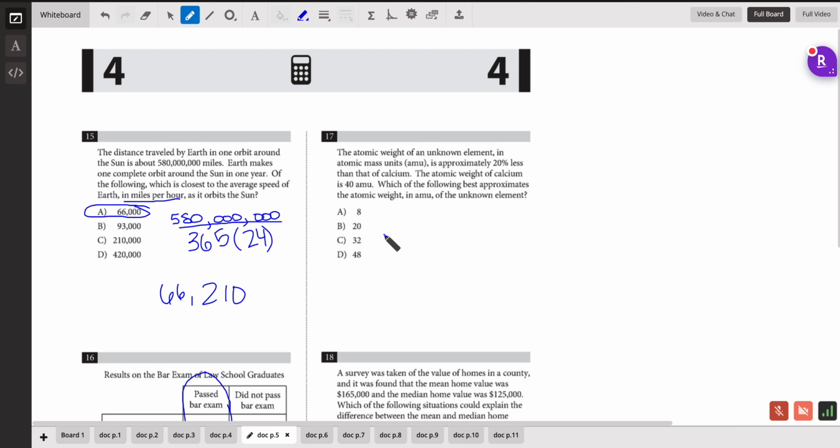Okay, so we have 40. And we know it's 20% less. So you can either multiply this by 0.2 and then subtract that number from 40. But to me, it's easier to just multiply it by 0.8. And it's easy math. It's just 32.